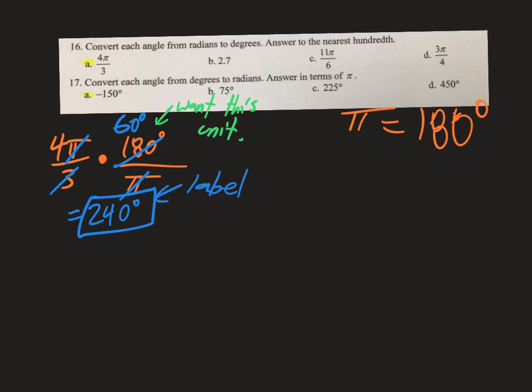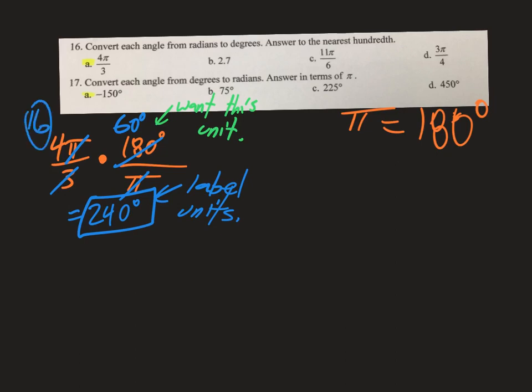Label your units. That is very important, okay? If you don't do that, you are throwing away the freest points that you can get. Trust me, you want all the points you can find, all right? So that's 16. And let's go ahead and do 17.